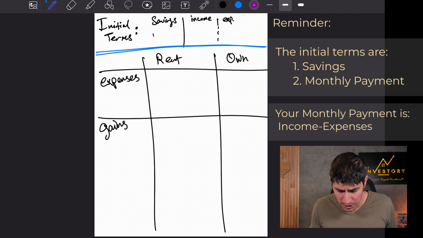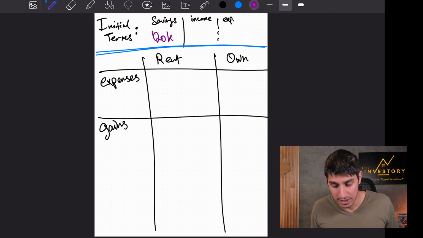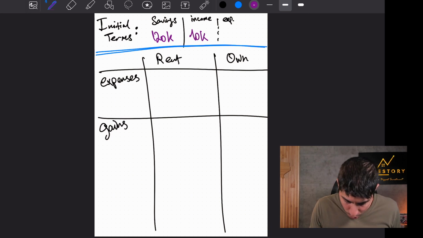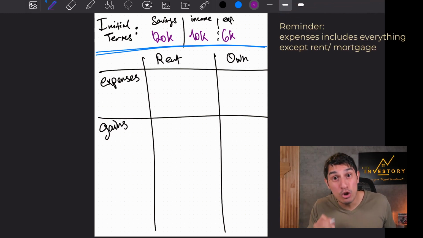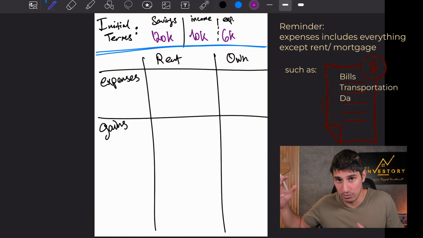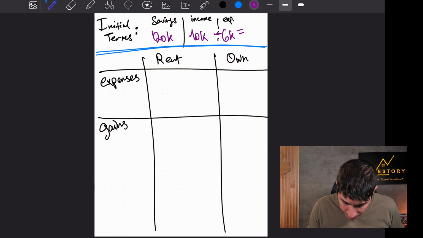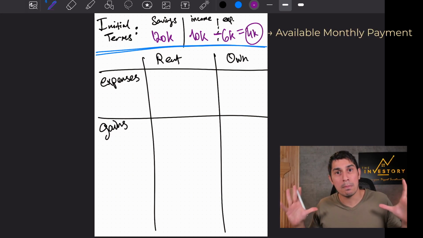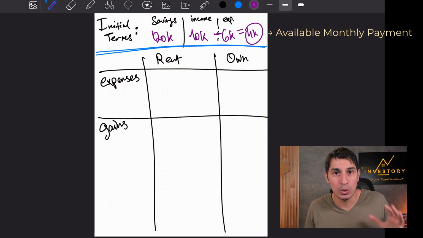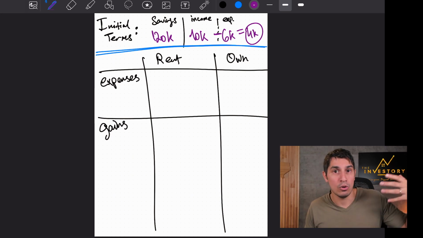For the initial terms, let's just say, for example, that we have $120,000 saved up, and we have an income of 10 grand and expenses of 6 grand. Expenses do not include anything about housing, no rent, no mortgage. Expenses, I know, daycare, bills, those types of things. So 10K minus 6 is 4K. This is the monthly amount that we can disperse into real estate, as rental or owning it or mortgages, and into investment.